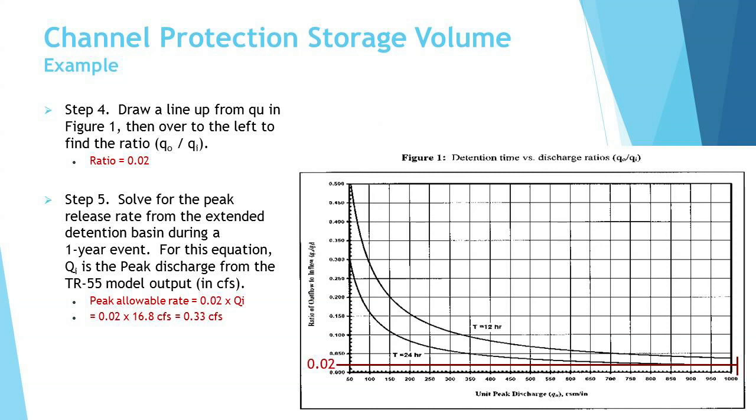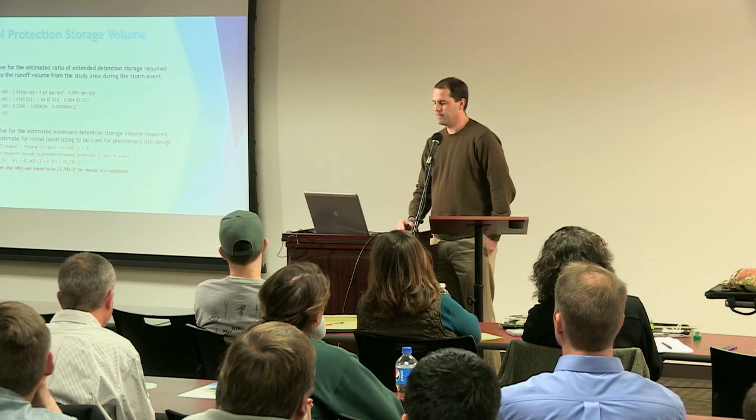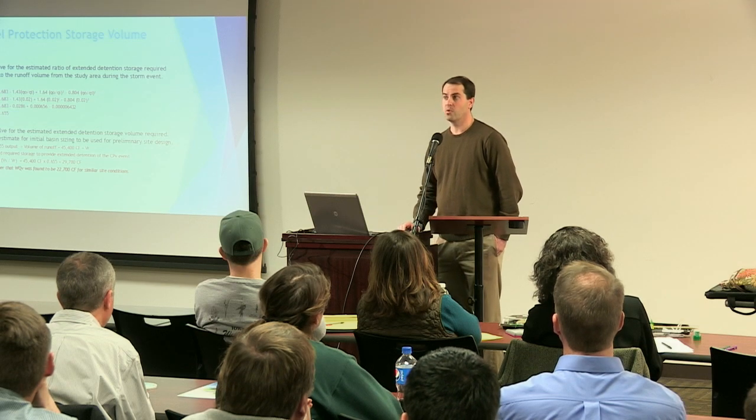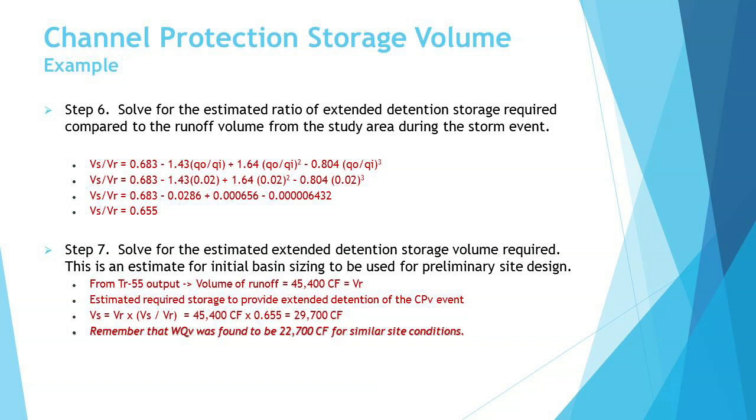Once we have those pieces of information, we can move on to step six, which allows us to figure out, it's a way to estimate the storage you're going to need to maintain that release rate. And we find this ratio with this formula, and it looks a little complicated, but it's not as bad as it looks. You've got the volume of storage required over the volume of runoff is going to equal this equation. You see right there.